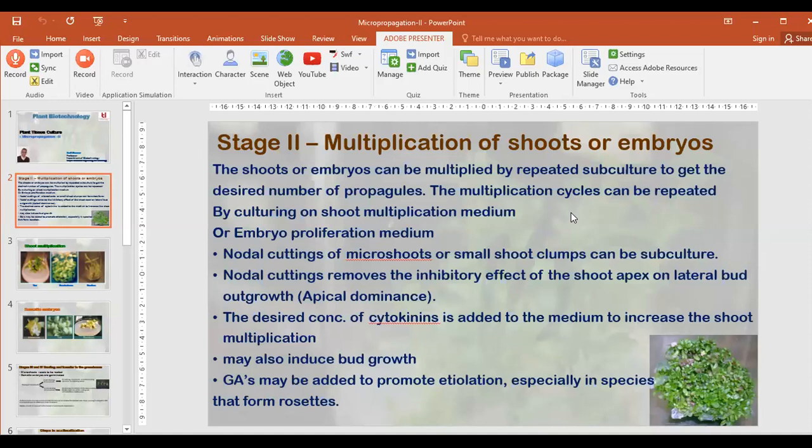The shoots or embryos can be multiplied by repeated subculture to get the desired number of propagules. The multiplication cycles can be repeated. That's important, by subculturing the shoots on the same medium, or embryos on the same proliferation medium. This is important: nodal cuttings of microshoots or small shoot clumps can be subcultured. So I would like to draw your attention here to this picture.